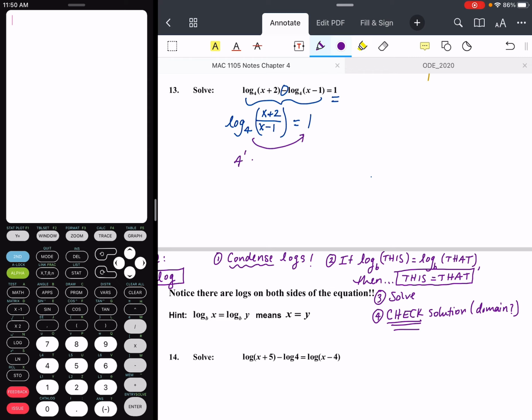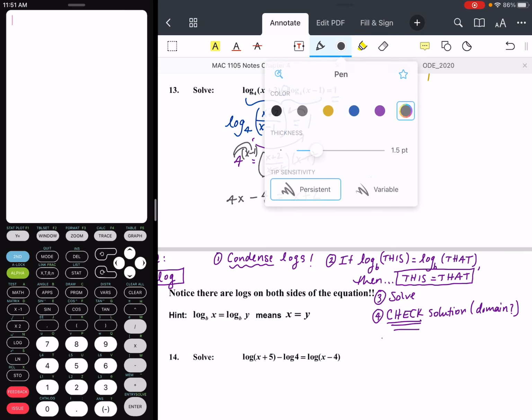And now I'll rewrite this in exponential form. So 4 to the power 1 equals (x + 2) over (x - 1). And of course, 4 to the first power is just 4, so I'm just going to erase that exponent. So 4 equals (x + 2) over (x - 1). Continuing to solve, I could multiply both sides by the denominator, x - 1. So this gives me 4x minus 4 equals x plus 2. And now we've just got a nice, pretty linear equation. No x squareds or anything like that. So I'm just going to continue adding, subtracting, dividing.